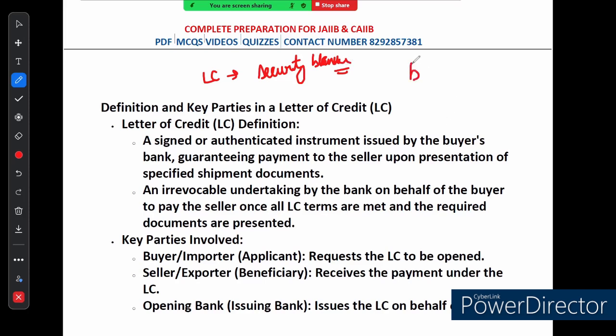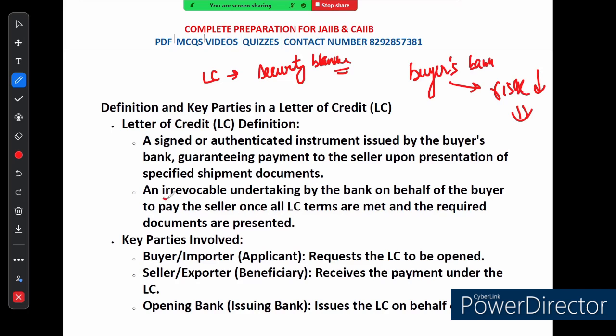On one side there is a buyer bank and on the other side there is a seller bank. This buyer bank guarantees that the seller will get paid as long as the seller meets all the conditions laid out in the LC. This reduces the risk for the seller. Obviously, when the buyer bank gives the guarantee, the risk for the seller reduces, knowing that the payment is guaranteed by a bank rather than relying solely on the buyer. Okay, so that is the point.